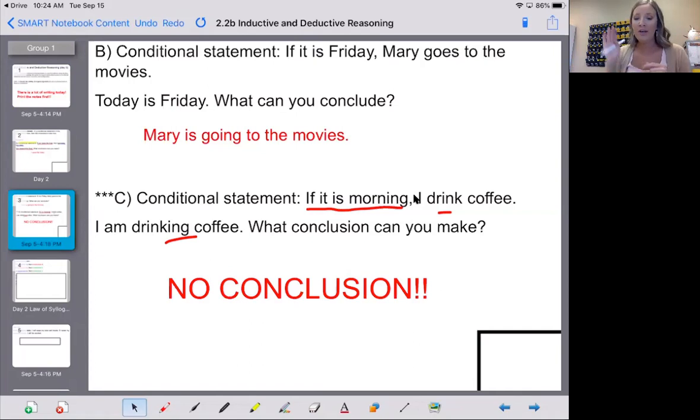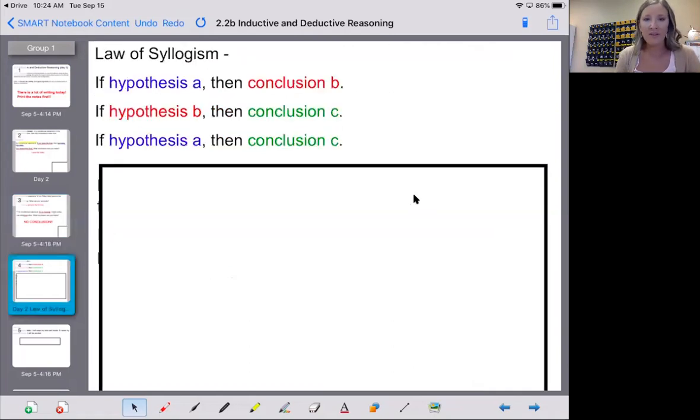So make sure its conclusion comes second. Hypothesis, then conclusion. All right, next one we're going to talk about is the law of syllogism.